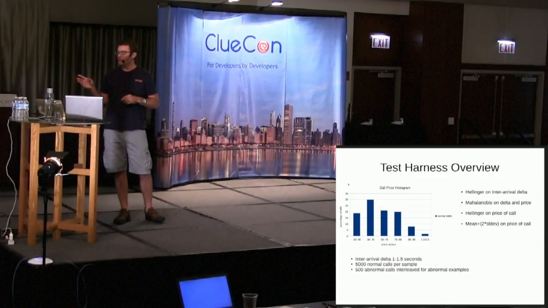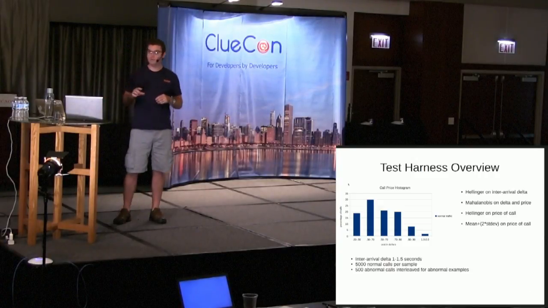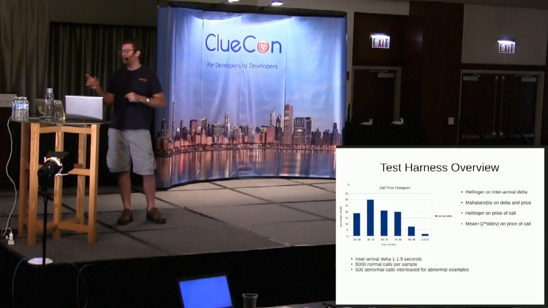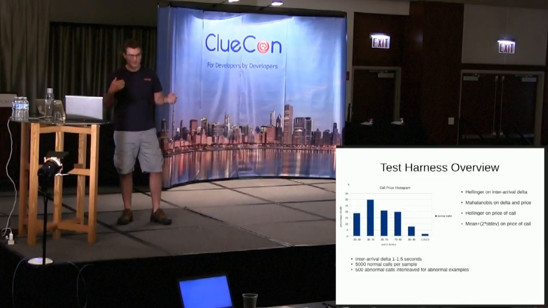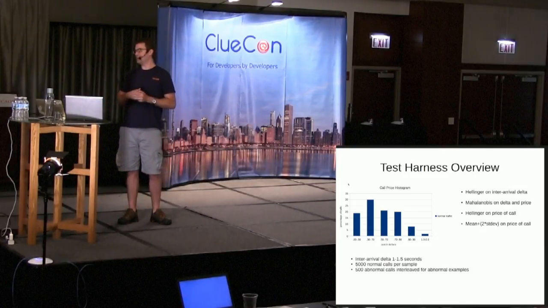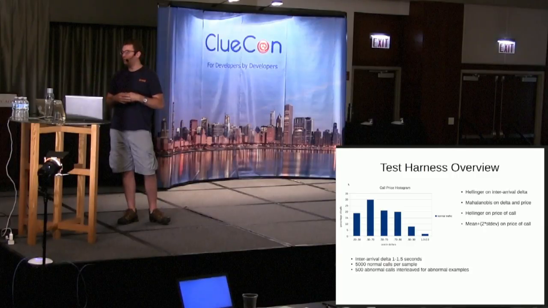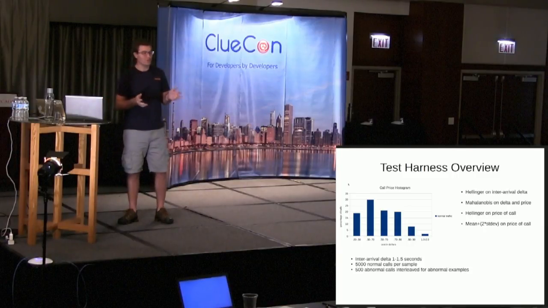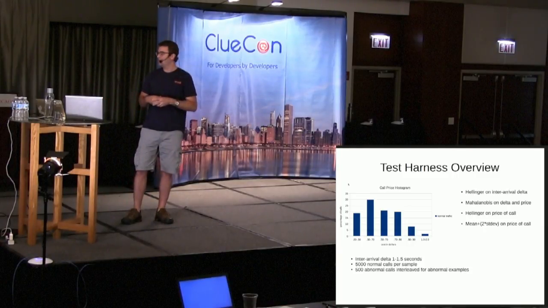Some of the tests that we're going to be looking at here can look at more than one dimension of data. And so the other data element that I'm using here is something that I'm calling the inter-arrival delta, which is effectively the number of calls per second. So it's the time between calls. For a normal customer, I've just set this to be between 1 and 1.5 seconds as the normal inter-arrival delta.